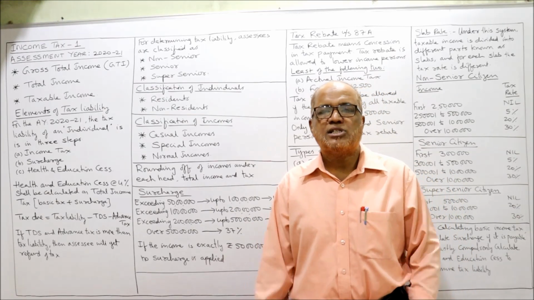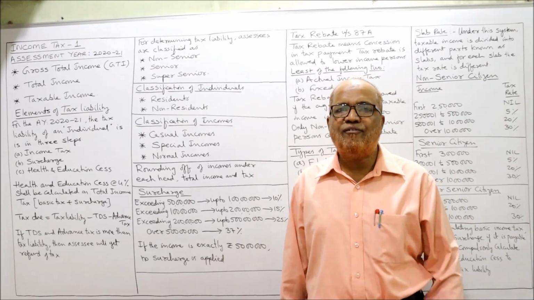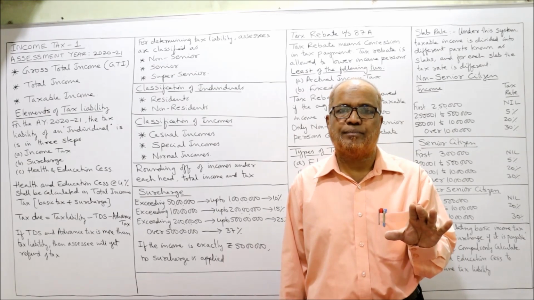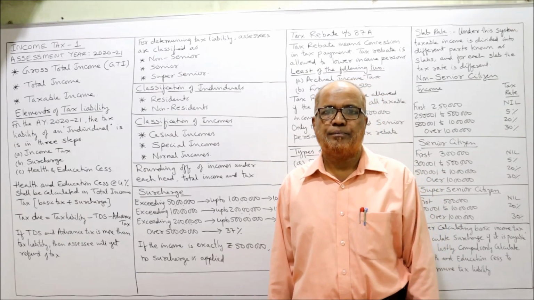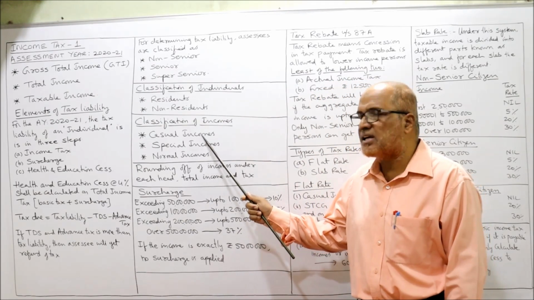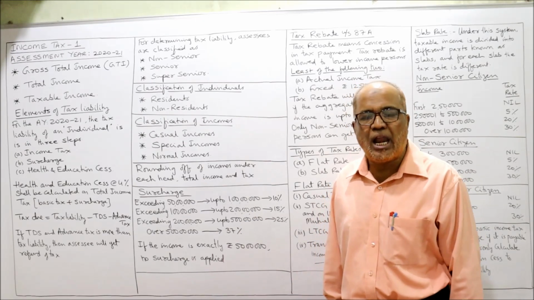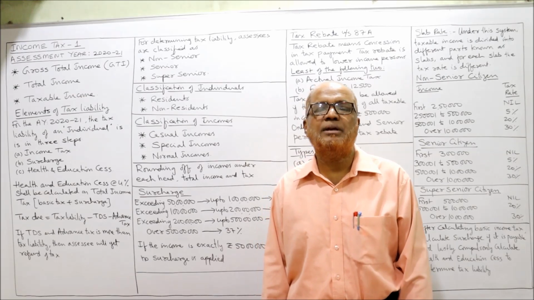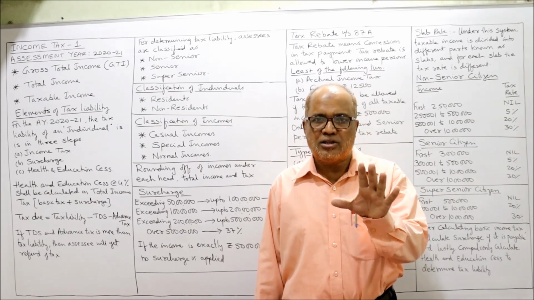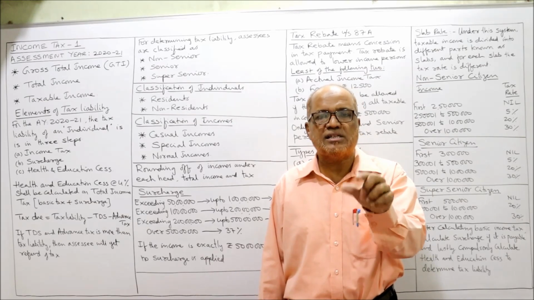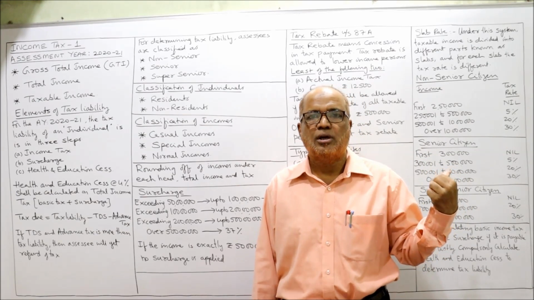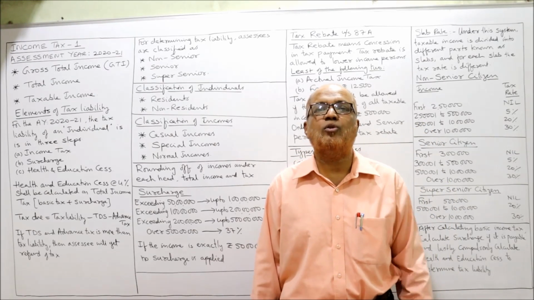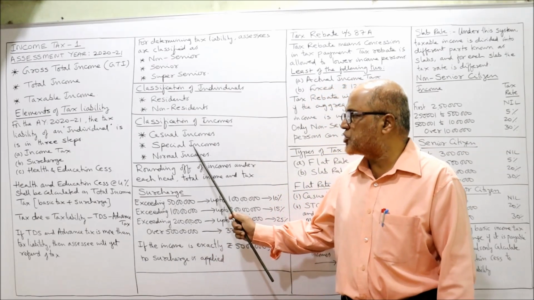Now special income. Special incomes are those incomes where a flat, concessional rate of tax is applied. Basic exemption is not allowed in casual income, but basic exemption is allowed in case of special incomes. An example of special income is long-term capital gain, LTCG. Right now just listen to that term; I'll explain what LTCG is in the coming videos. For long-term capital gain, there is a flat rate of tax of 20%. It is called a special income.